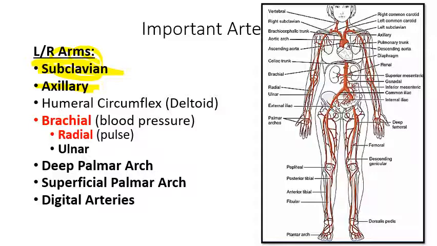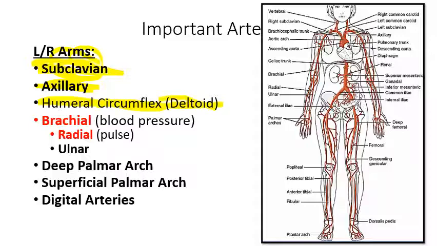There's a little branch that comes off of the axillary artery called the humeral circumflex artery. Do you remember what circumflex means when we talked about the circumflex coronary artery? It means an artery that goes around in a circle basically. So at the shoulder level, you have this little artery that kind of travels around and supplies blood to the deltoid muscle. So the humeral circumflex artery comes off of the axillary artery and supplies blood to the deltoid muscle.